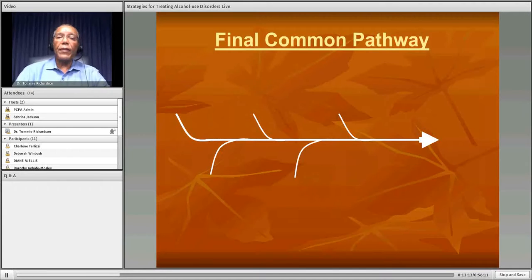A lot of people think, especially physicians, that alcohol dependence is not treatable. And I hope that the previous slide sort of showed you that it is. The final common pathway to addiction. Genetics is one piece of the pie.